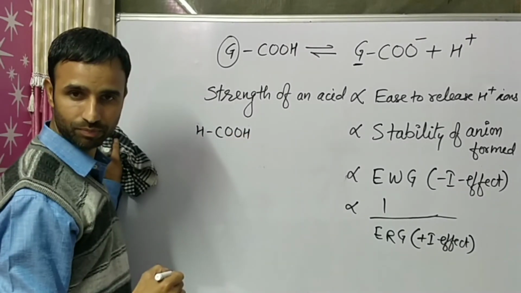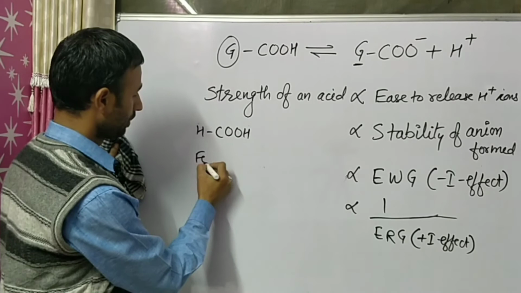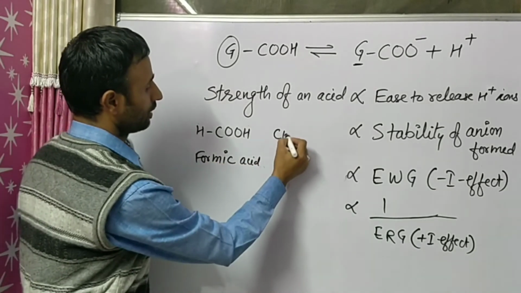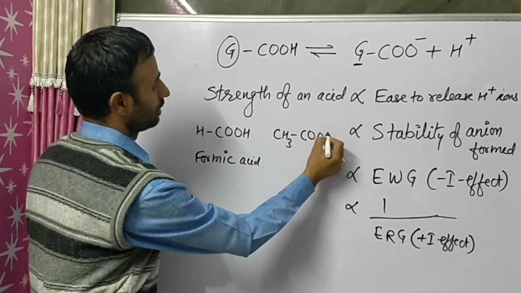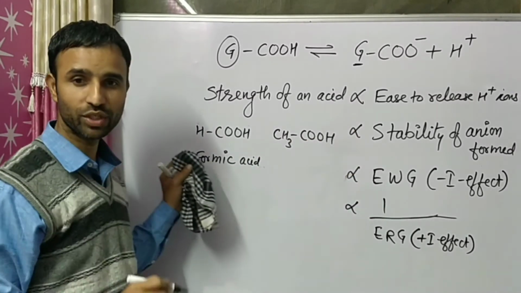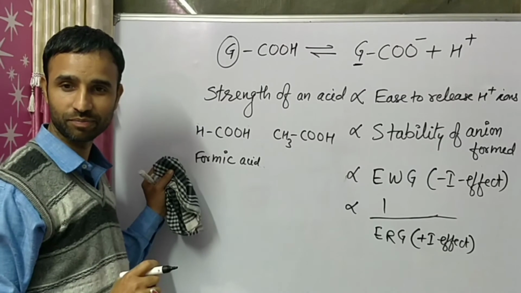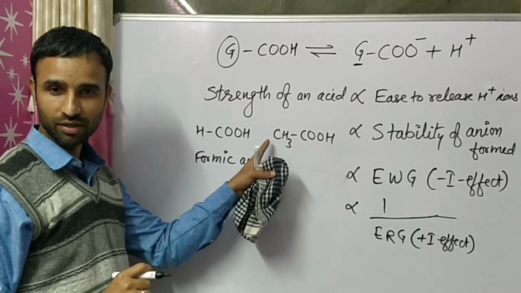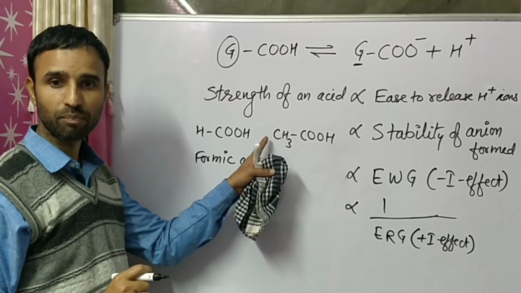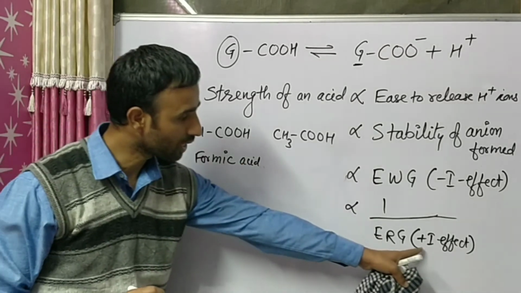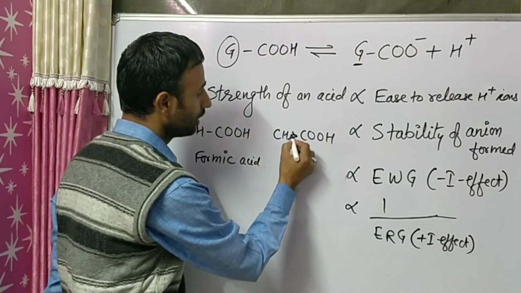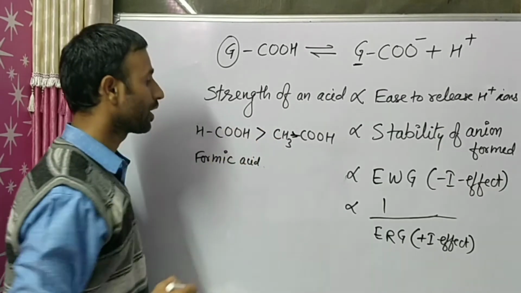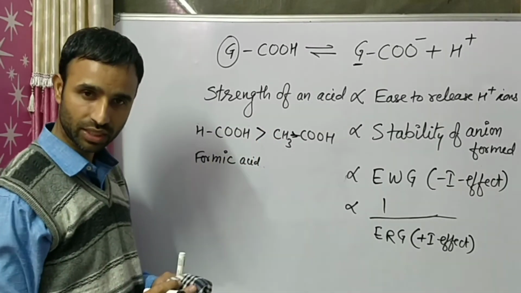Now, let us take an example. Formic acid and acetic acid. So tell me, which one is stronger acid? Formic acid. Very good. Because in acetic acid, methyl has plus I effect, that's why its acidic strength is less. So formic acid is a stronger acid than acetic acid.